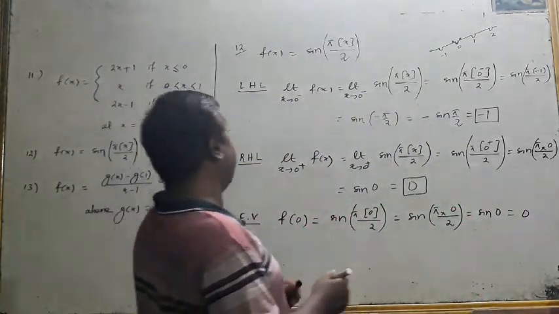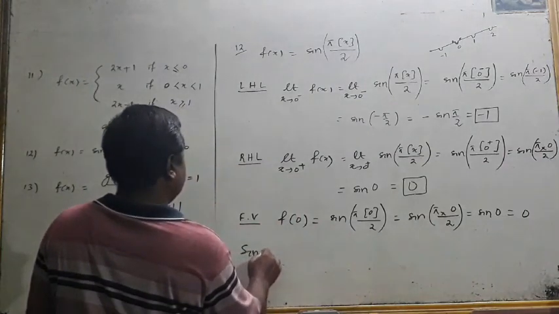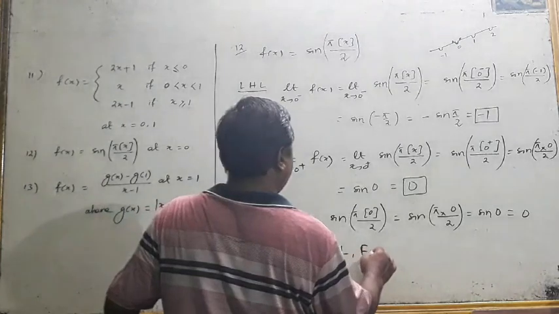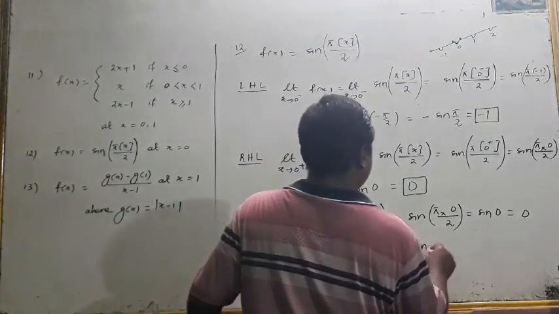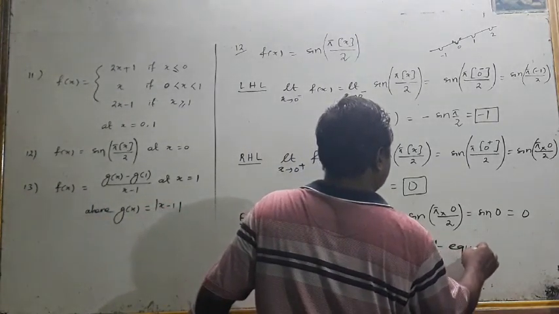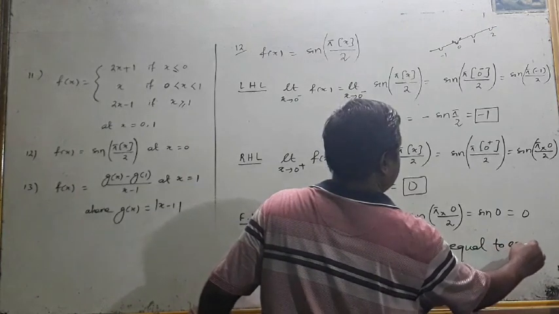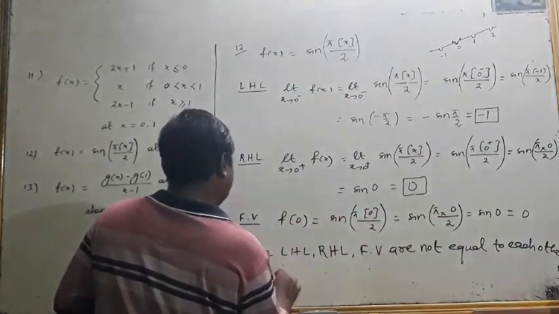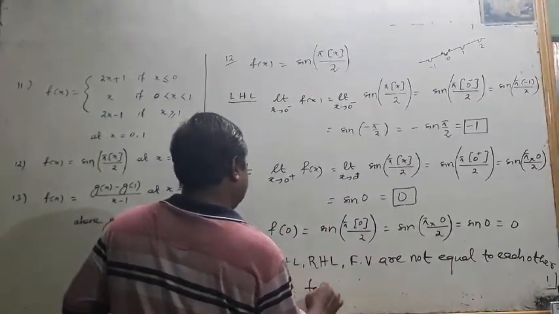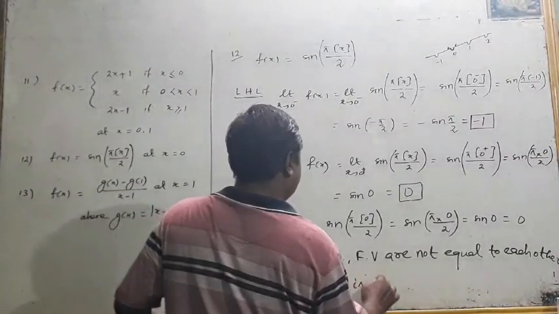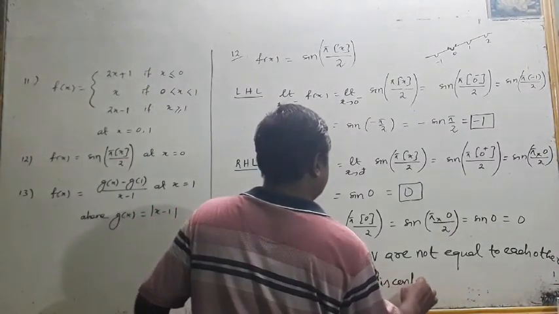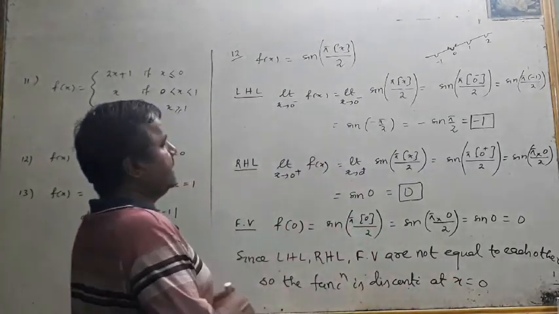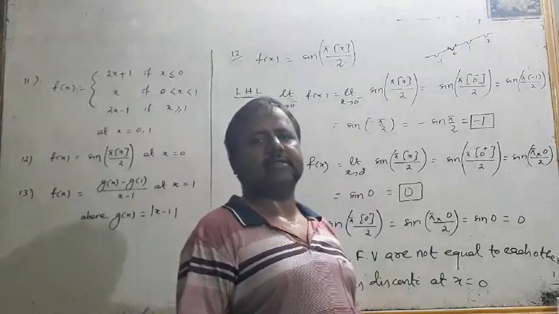sin 0 is 0. Here, since LHL, RHL and FV are not equal to each other, the function is discontinuous at x equal to 0. The function is discontinuous at x equal to 0.